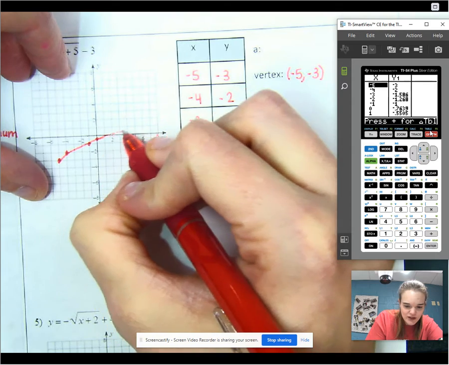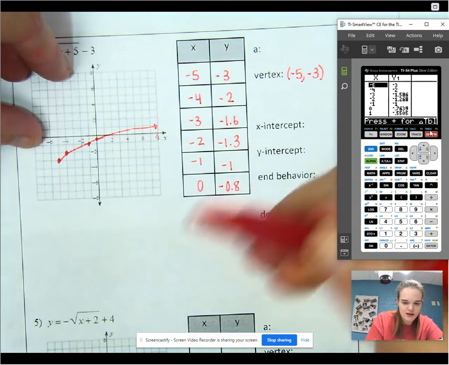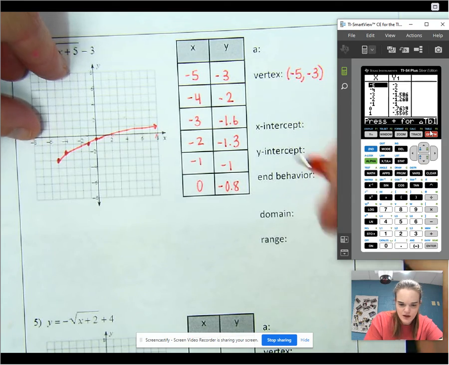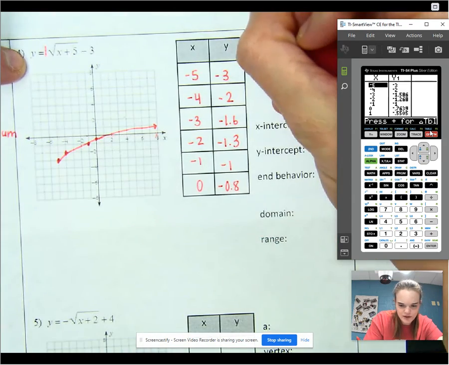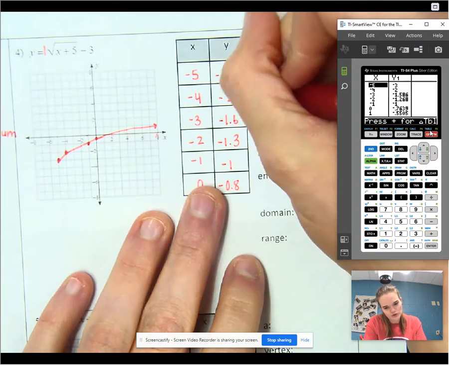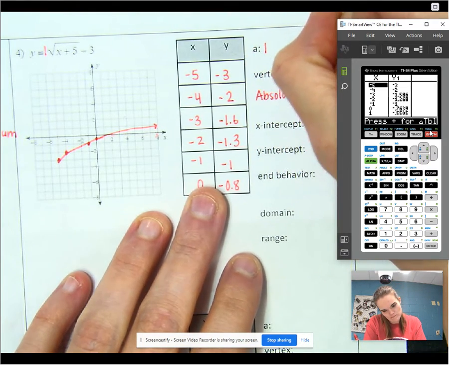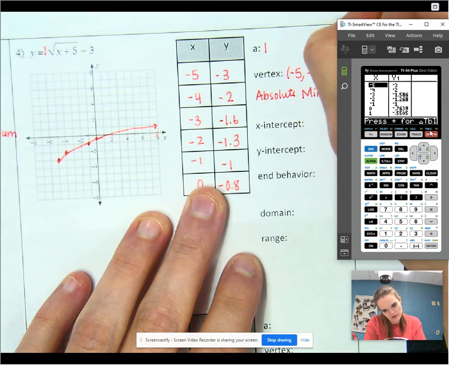And I'm going to look for the actual number in my graph. See if I can find it perfectly. Okay. All right. The A value is 1. This is an absolute minimum because everything's above it.